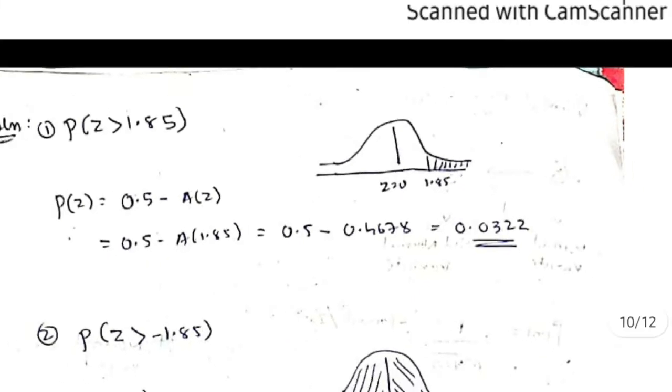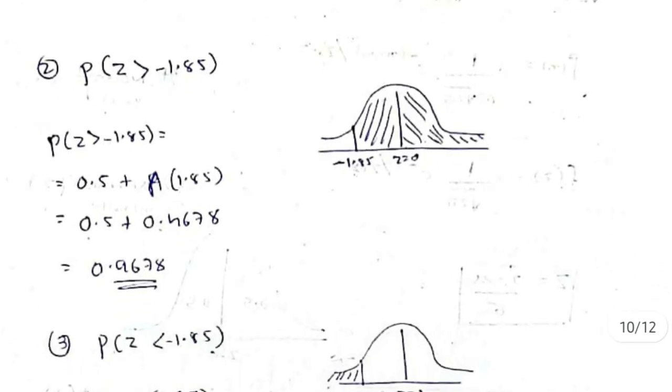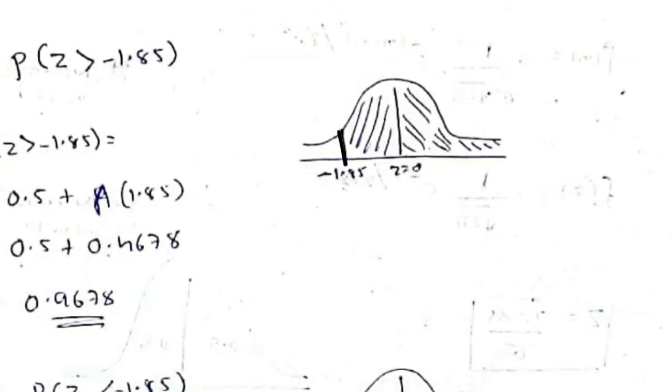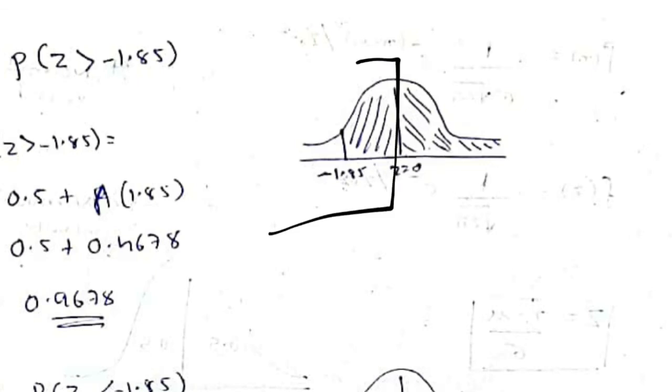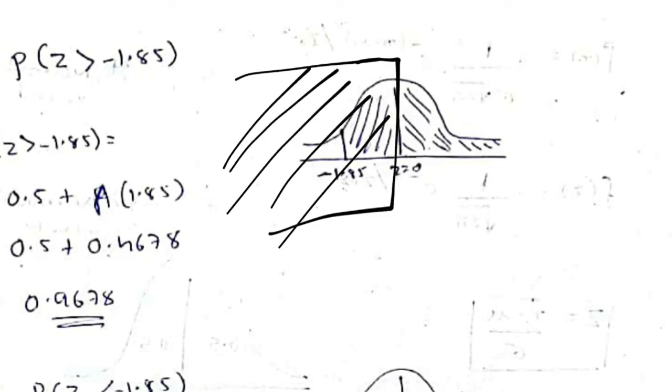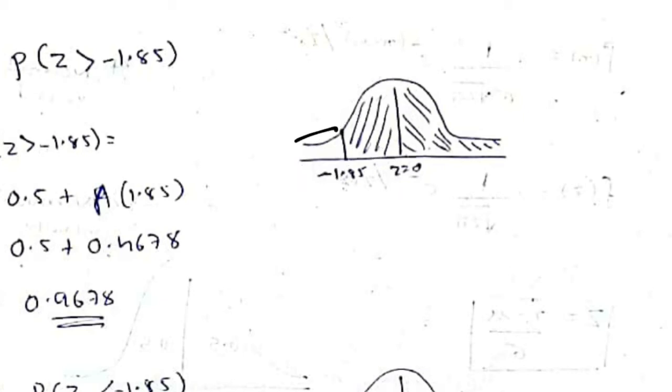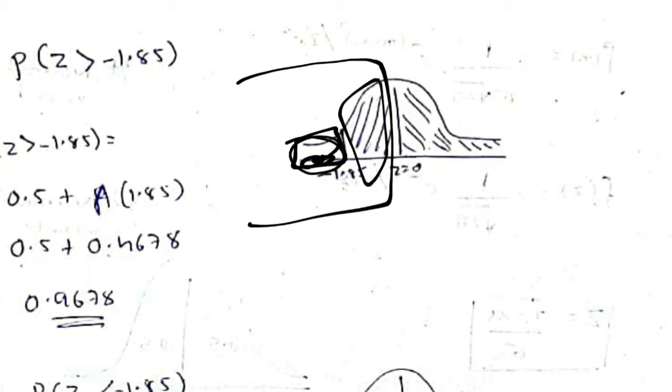Okay, so in the second question, P of Z greater than minus 1.85. Where is minus 1.85? It's here. Which area do we have to find out? Greater than this part, meaning all this area. One thing we know is that this whole half is 0.5, so we are just concerned about this other area. We have to subtract this area from 0.5, and then we'll be remaining with this one, and then we'll add that to 0.5 to get the final answer.